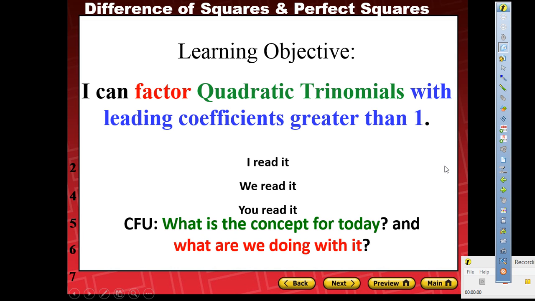All right, our objective for today: I can factor quadratic trinomials with leading coefficients greater than 1. Let's read together. 1, 2, 3. I can factor quadratic trinomials with leading coefficient greater than 1.